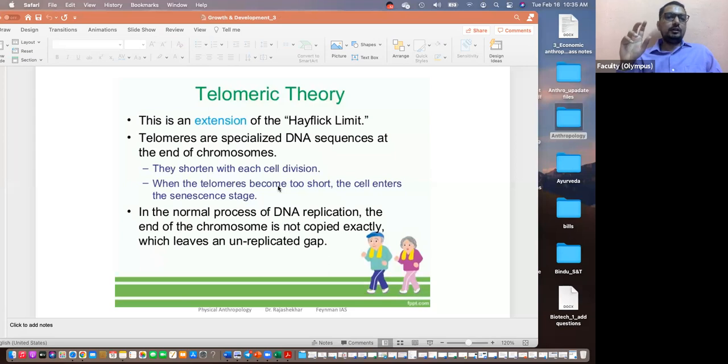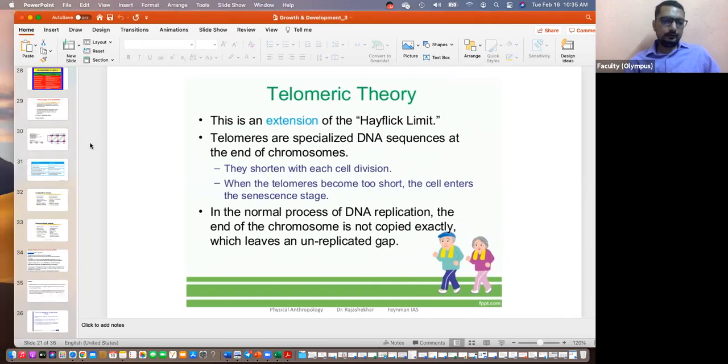So this theory is called telomeric theory. It comes from the observation that chromosomes become short with ongoing cell divisions. This is called the telomeric theory of aging.